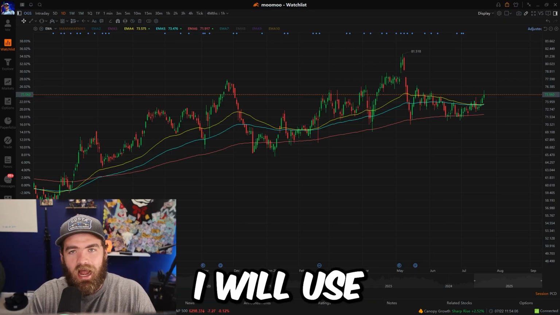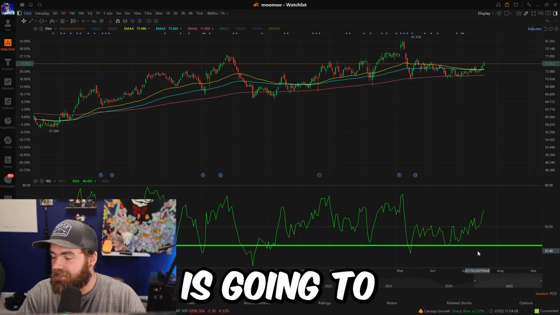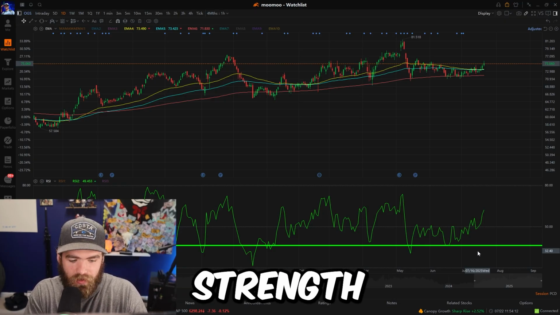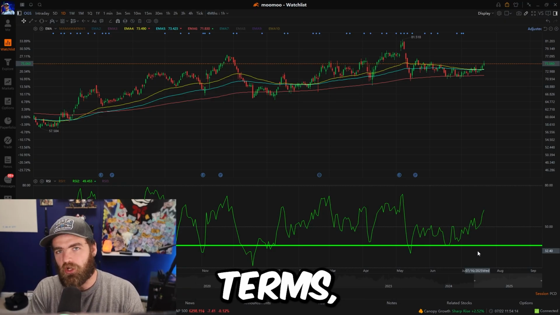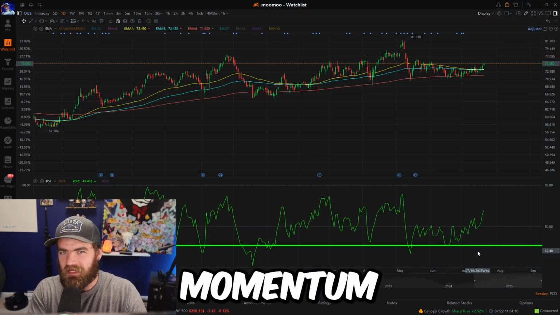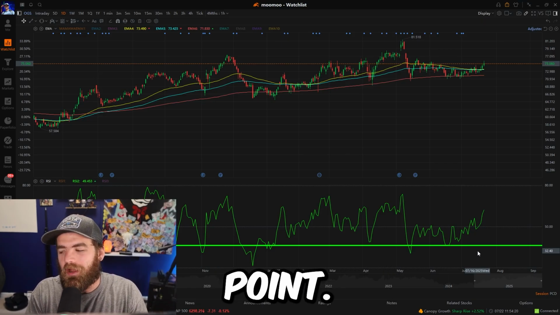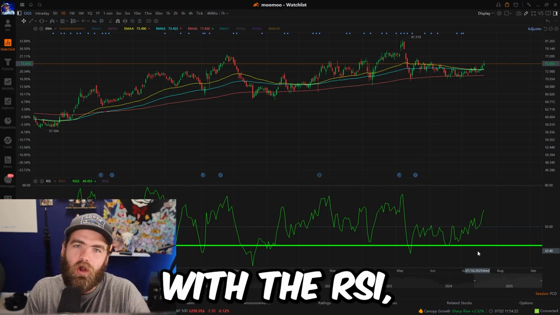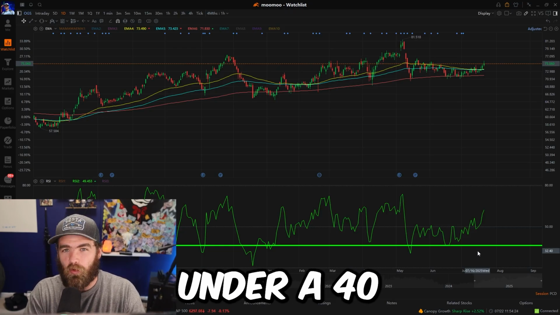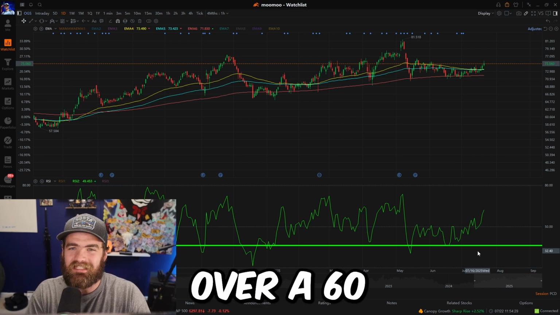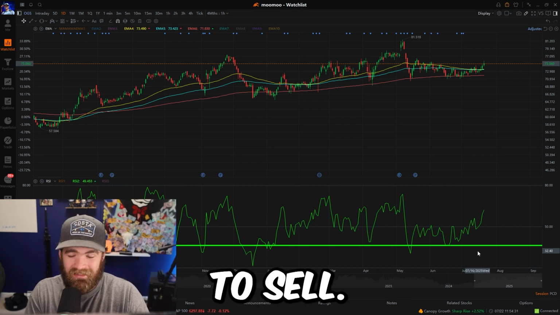One of the indicators I will use often is called the RSI, which stands for the Relative Strength Index. In simple terms, this pretty much tracks momentum and it'll help you get in at a good undervalued point. So historically with the RSI, anything under a 40 is more of an undervalued point to buy. Anything over a 60 is more of an overvalued point to sell.